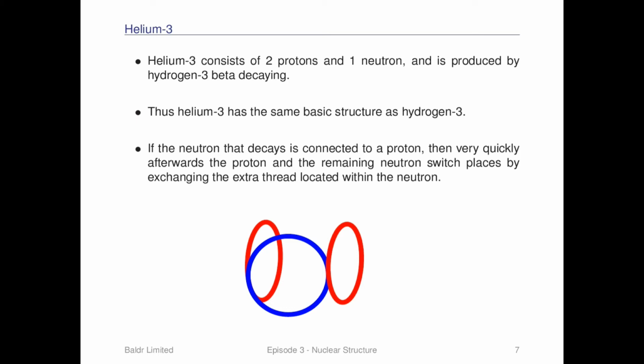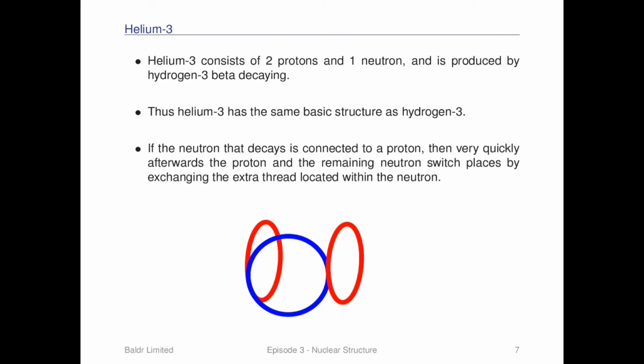Furthermore, there is only one possible structure of helium-3, as protons cannot be connected together. Neutrons, on the other hand, can be connected to other neutrons as well as protons, but protons can only be connected to neutrons, leaving this the only possibility.